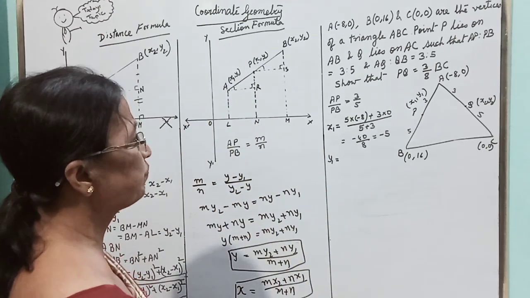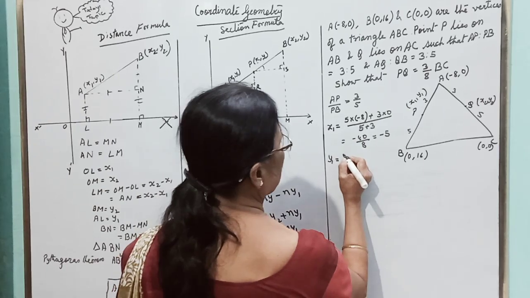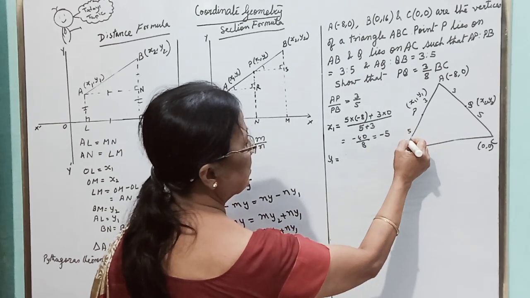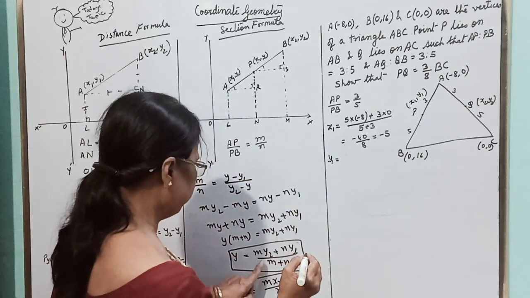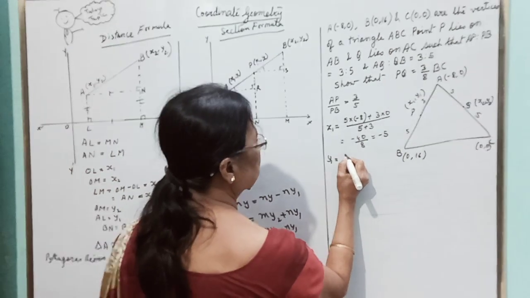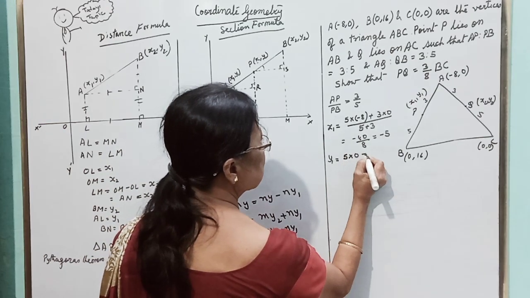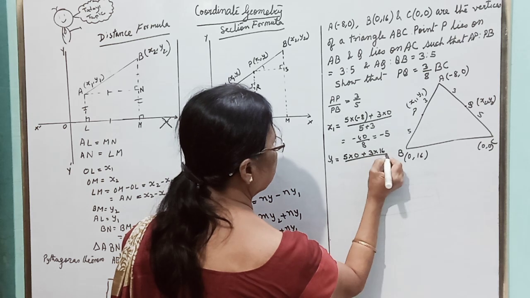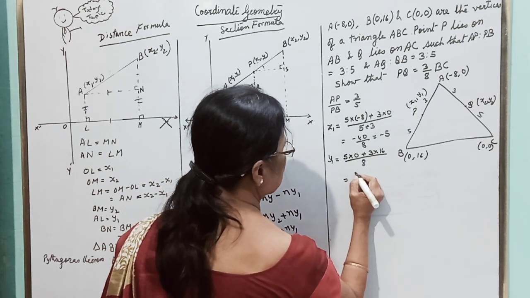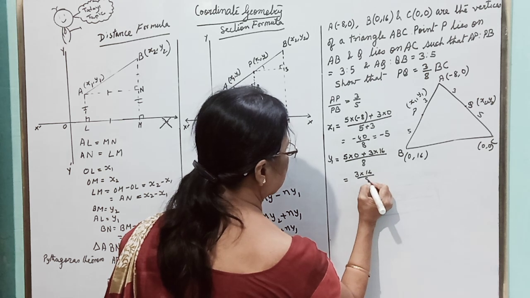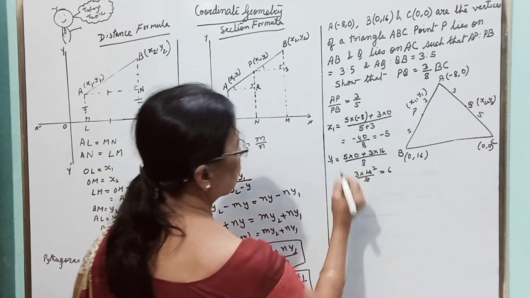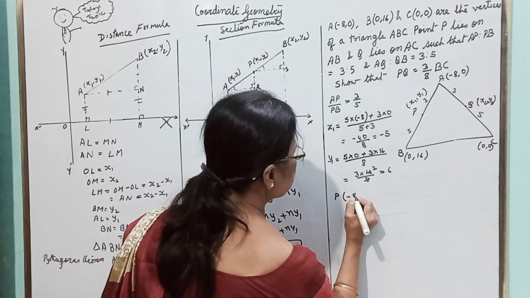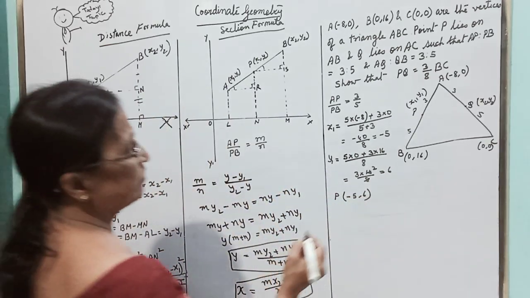What is y1? y1 is equal to m into y2. M is here 5, and y2 is 0. So 5 into 0 plus 3 into 16, divided by 8. So this is 3 into 16 by 8. That means this is 6. The coordinate of P is (-5, 6).